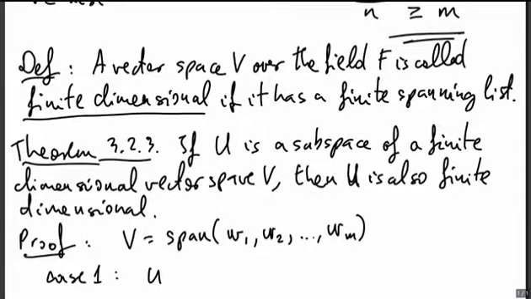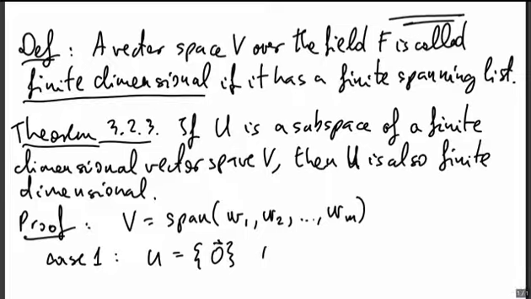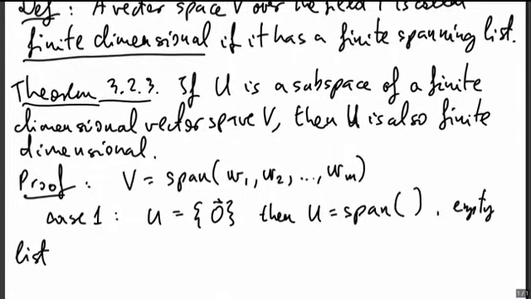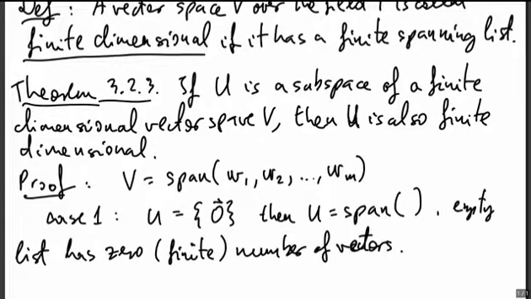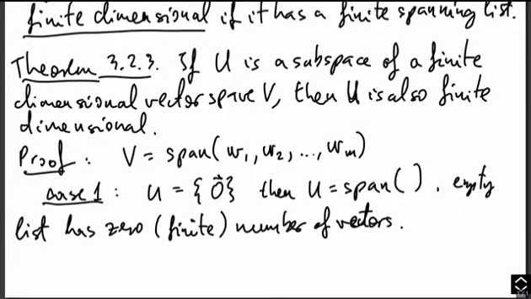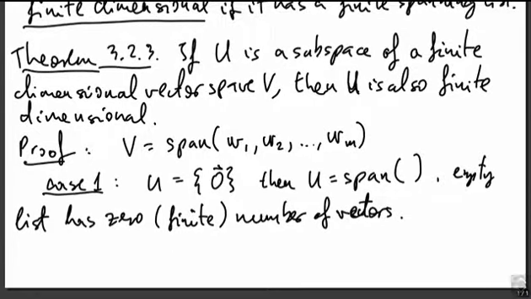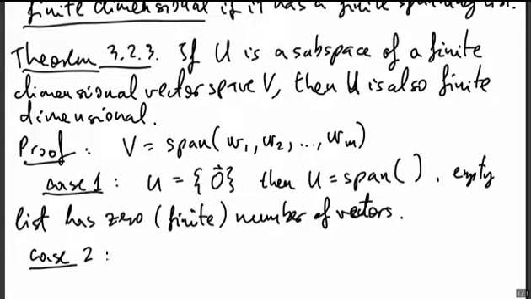Case 1: if U is the subset of only the zero vector, called the trivial subspace, then U is the span of an empty list. An empty list has zero vectors, which is finite of course, so the proof is done for this case. The only reason we treat this separately is that we don't want to work with a zero vector, especially when we talk about spans. Case 2 is that U is different from the trivial subspace of the zero vector.